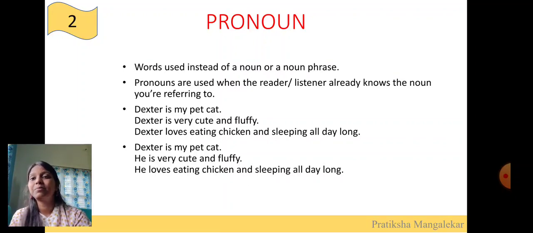I can make it better by saying Dexter is my pet cat. He is very cute and fluffy. He loves eating chicken and sleeping all day long. With the usage of this particular pronoun he, I am making these sentences less repetitive. Okay, but understand, if I directly say he is my pet cat, you wouldn't understand who I am referring to. It is important that the listener must know who you are referring to.